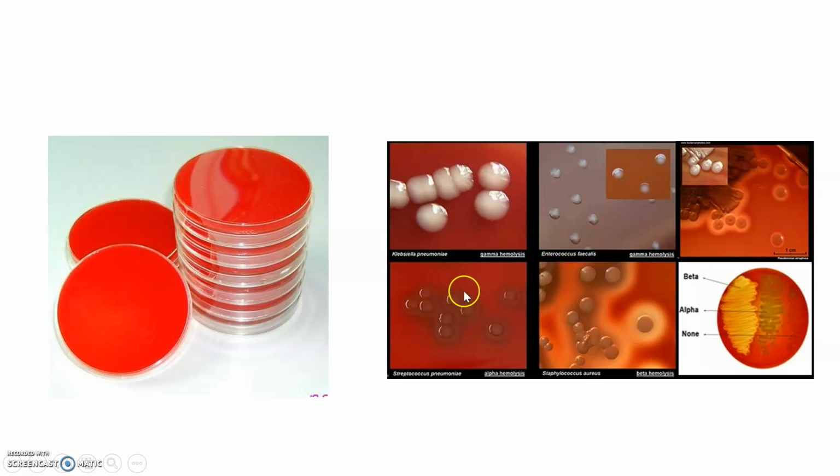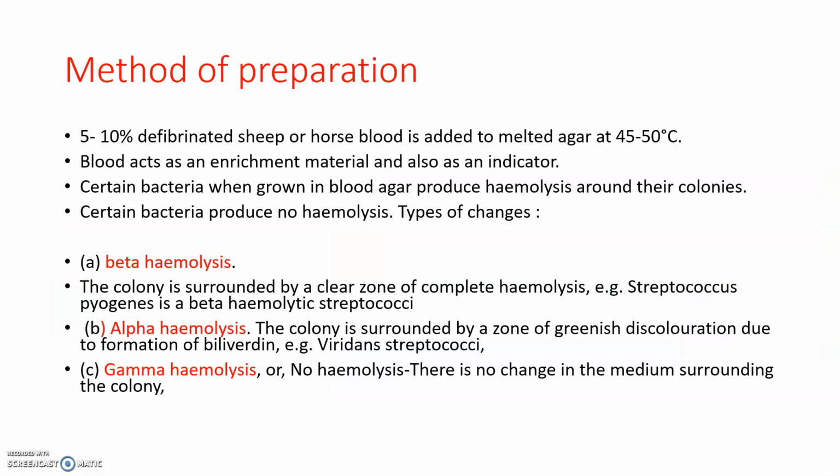Here I think this picture is not very clear. Actually, in the case of this alpha hemolysis, we can see a greenish zone of discoloration. An example of such bacteria is virulent streptococci, which can be seen in our mouth also, causing plaque, cavities in our teeth.